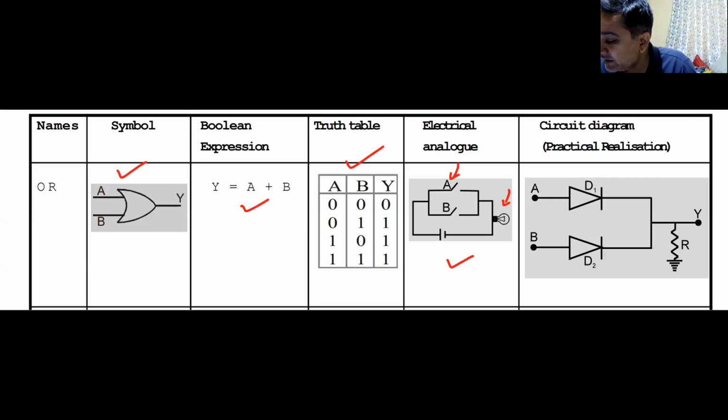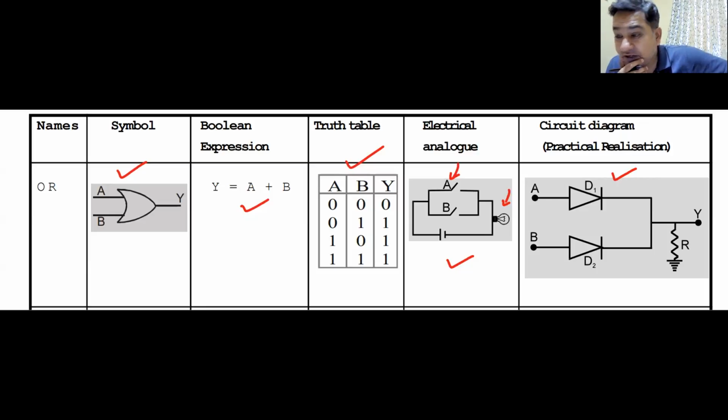And similarly, this diode circuit is also an OR gate. How do we understand this? Can anyone tell me? I put two diodes.